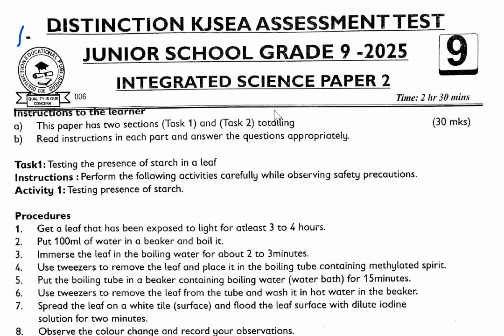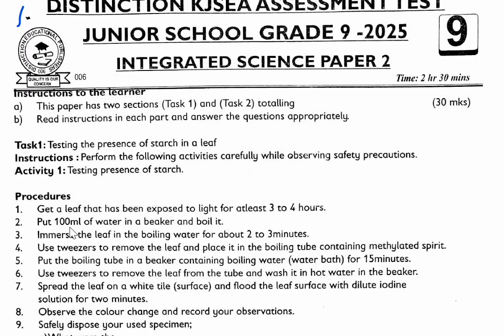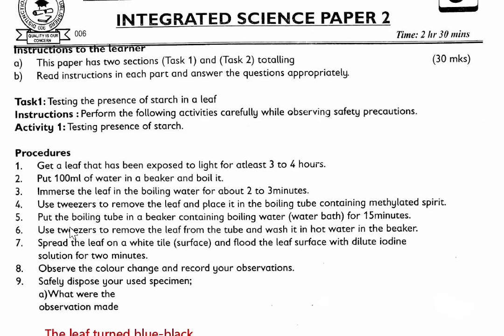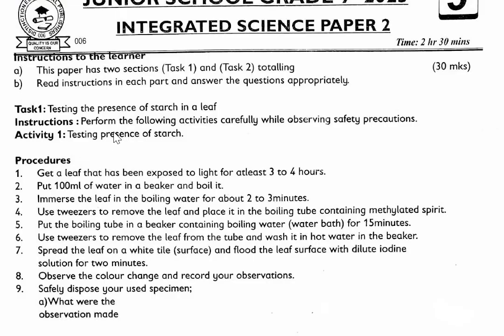Many of you requested for this paper, that is paper 2 practical exam, and here we have it. This is distinction 006. You're going to solve this paper fully, step by step. This paper has 2 sections, task 1 and task 2. We're going to start with the first task, which is testing the presence of starch in a leaf. This is grade 9 work.